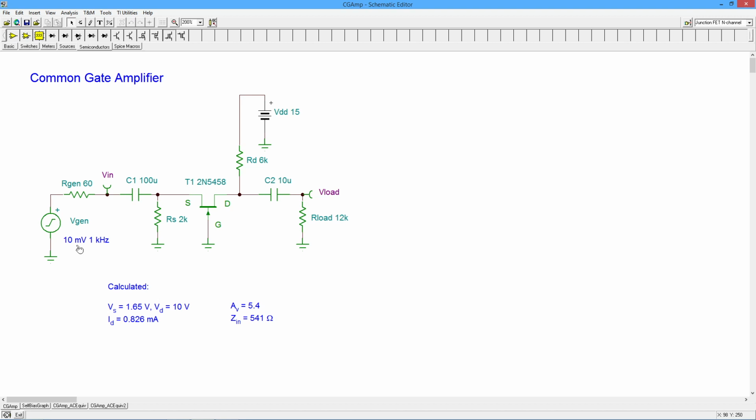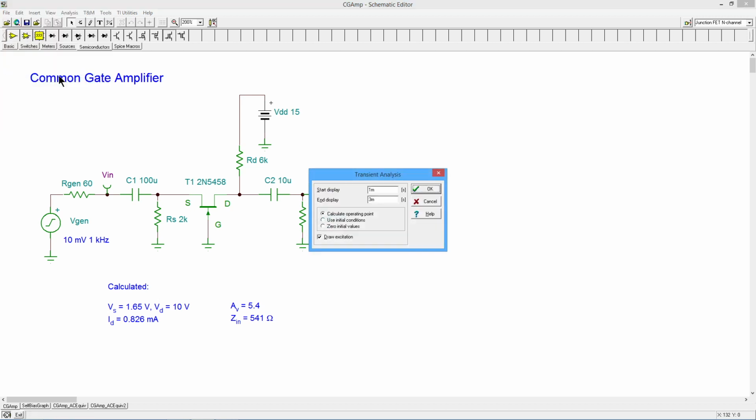JFETs tend to have lower distortion than bipolars, but they don't have as much gain. So it's maybe not as bad a situation as it is in, let's say, a common base, but we still don't want to put in really, really huge input signals. We'll get a lot of asymmetry in the waveform. We're also going to check this 541 in just a moment, but let's go up and do this transient analysis.